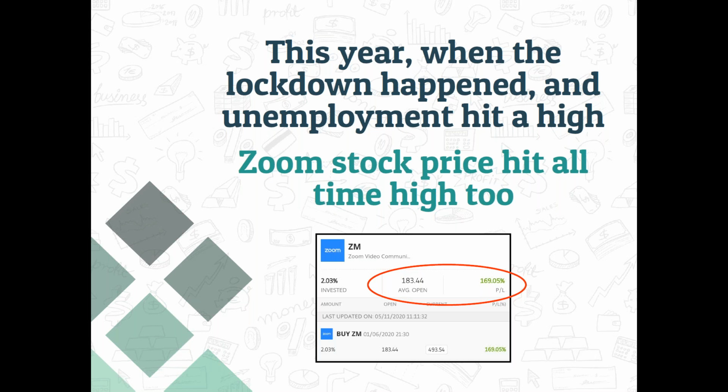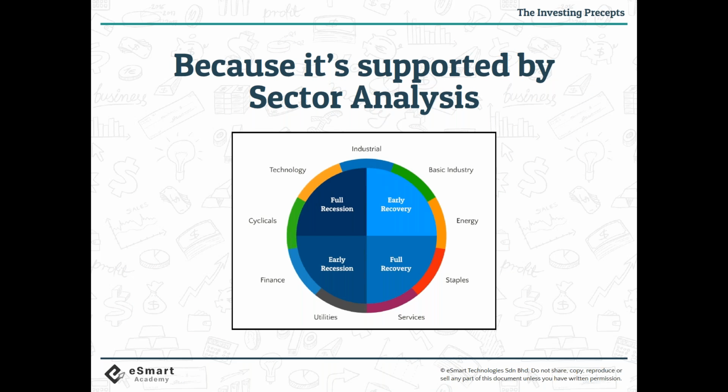So over here, this is where I want to introduce you to this model. This is by Sam Stovall. If you just do a simple search on Sam Stovall model, you will probably come across something similar. What it does is that it breaks the entire economy into 4 cycles. You can see on this chart here, you have the full recession, early recovery, full recovery, and early recession. In the world that we're living in right now, it's a cycle, which means it will always rotate among these 4, and it's always going in a clockwise direction.